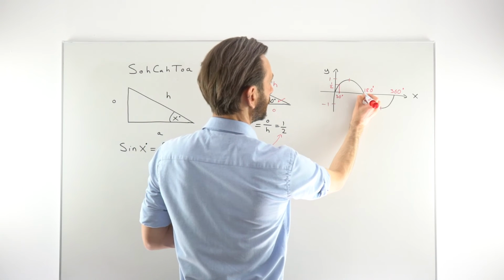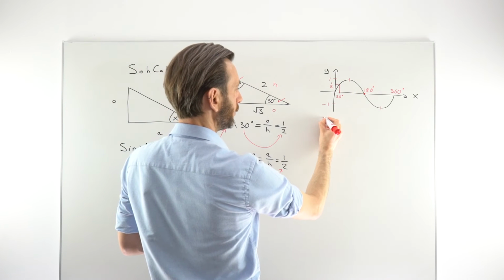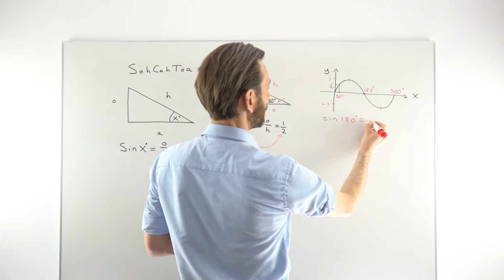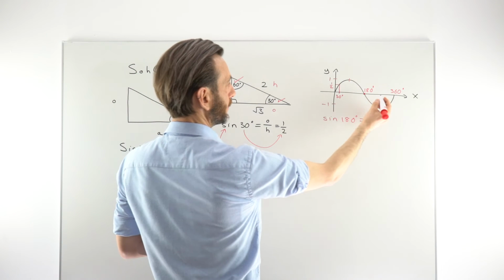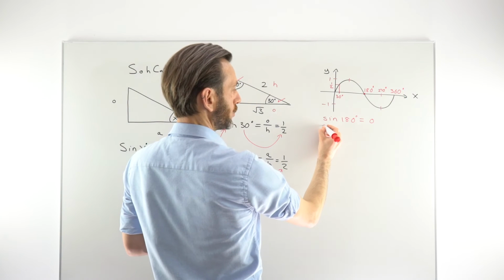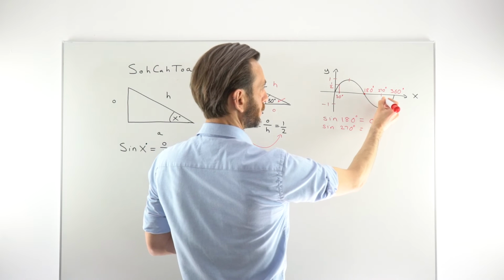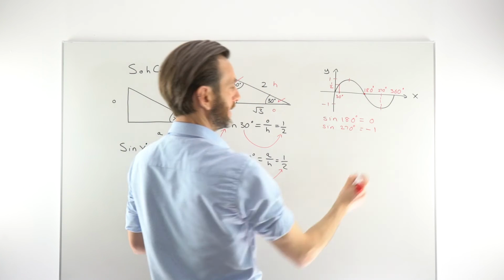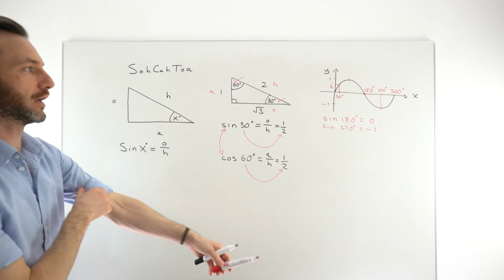Similarly, this point here, which has an up and down value of 0, is at 180. So that would tell us, just looking at the graph, that the sine of 180 degrees equals 0. Similarly, let's do the one which is at 270 degrees. Just by looking at the graph, 270 degrees corresponds to that lowest point on the graph, which is -1. So that's what it means to be gaining values from a trig function.